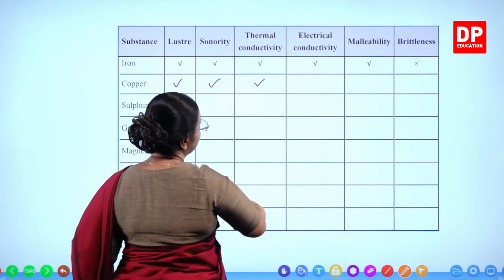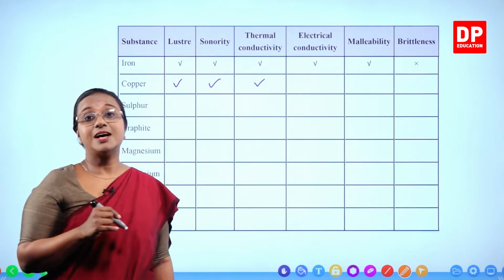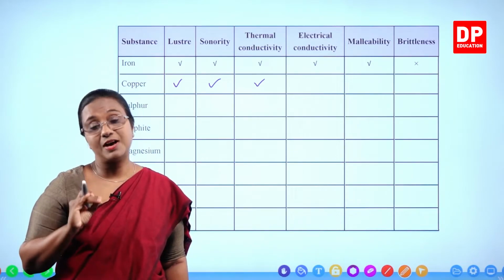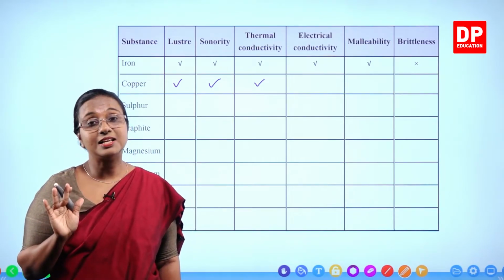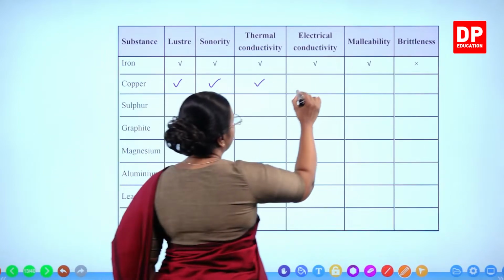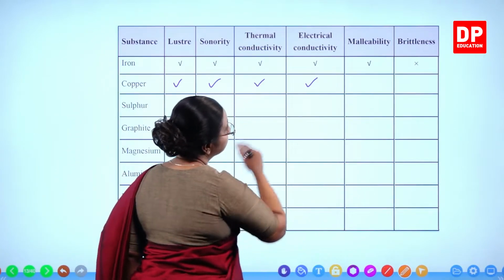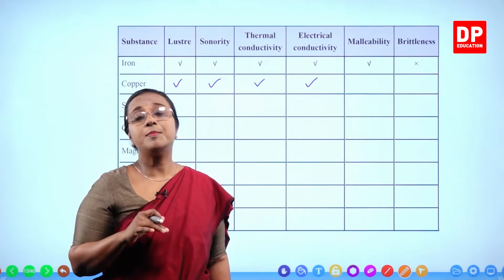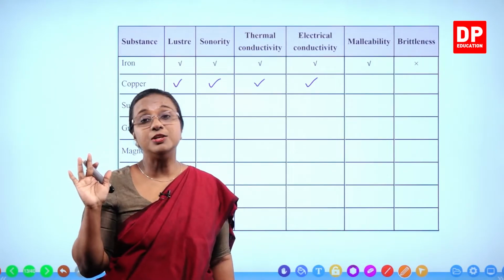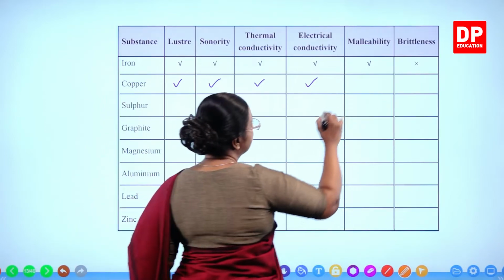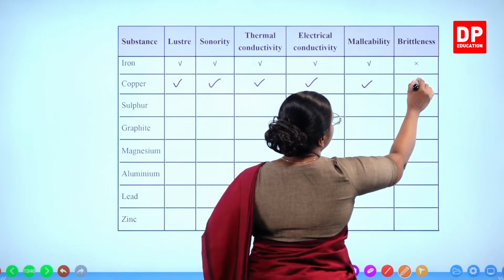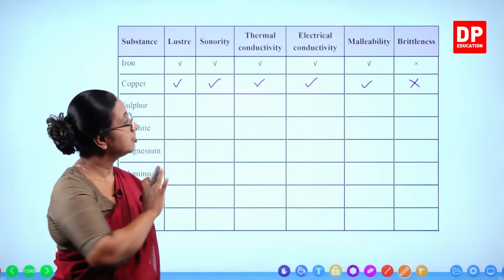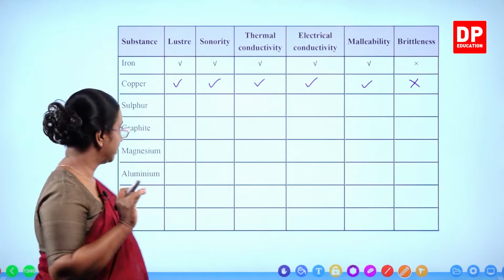Thermal conductivity, yes. Electrical conductivity. Most of the household wires are copper wires, so they can conduct electricity very well. So they have electrical conductivity. And malleability. You have seen copper sheets. It can be made into sheets. So malleability is there. But they are not brittle. They don't break that easily. So brittleness is not there.